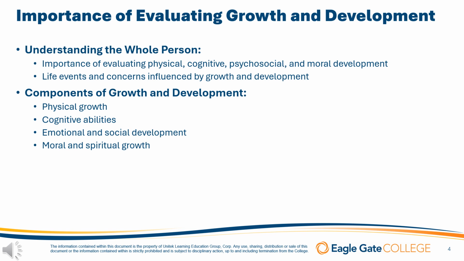Moral development is the understanding of right and wrong, while spiritual development encompasses a person's beliefs and values. Kohlberg's moral development theory outlines stages such as pre-conventional, conventional, and post-conventional levels of moral reasoning, while Fowler's faith development theory describes stages from intuitive-projective faith in early childhood to universalizing faith in adulthood. Evaluating these aspects helps in supporting individuals' moral and spiritual needs and contributes to holistic care.